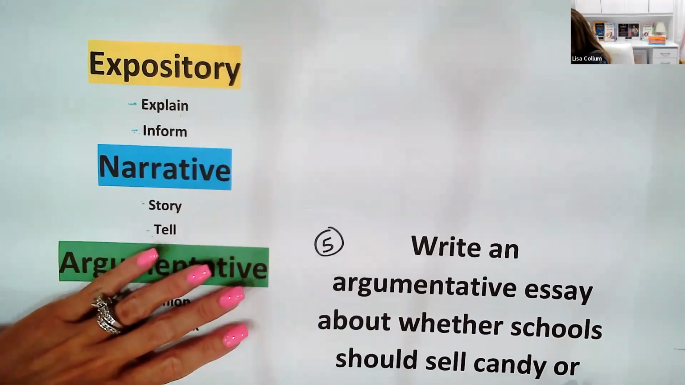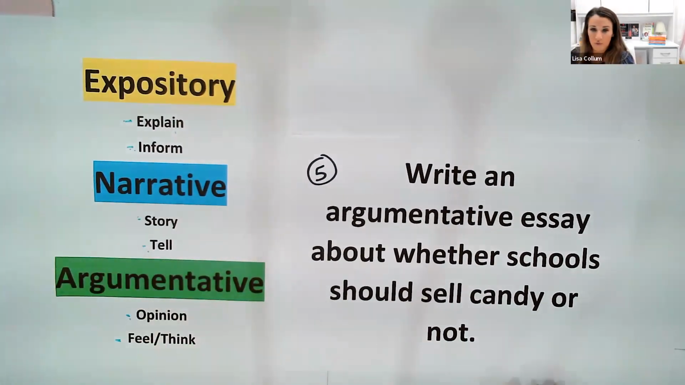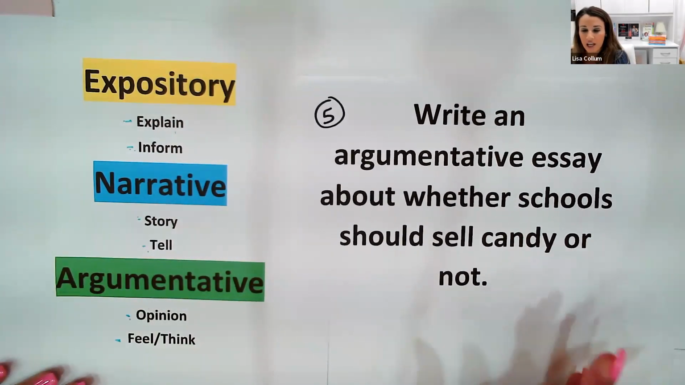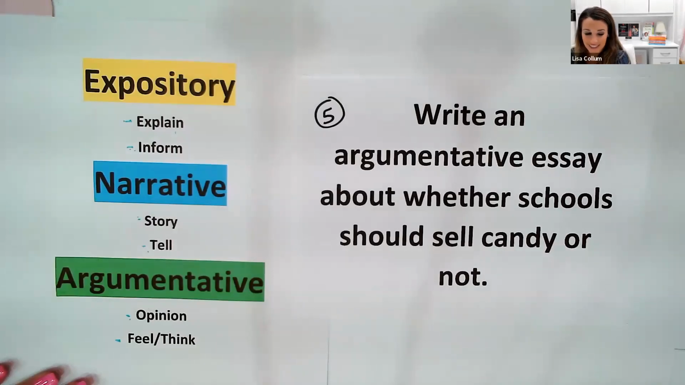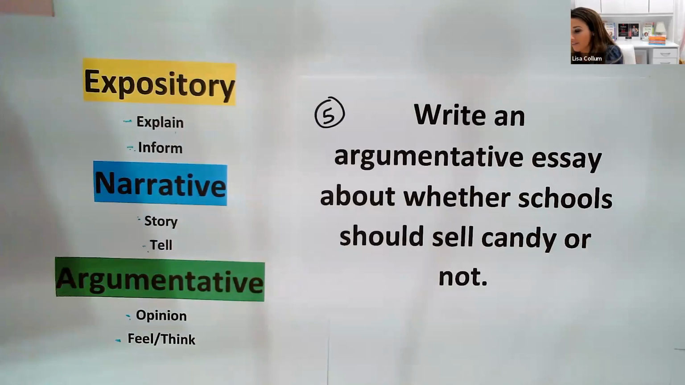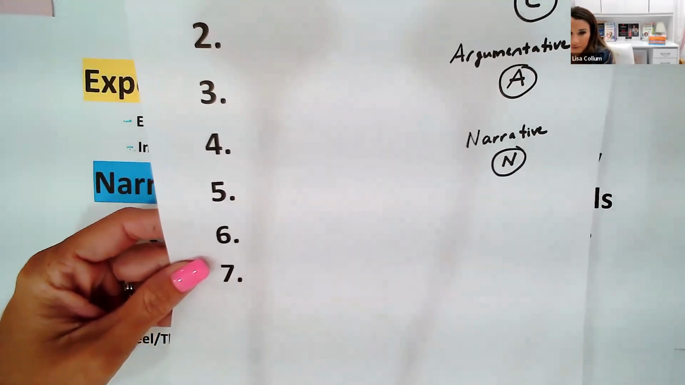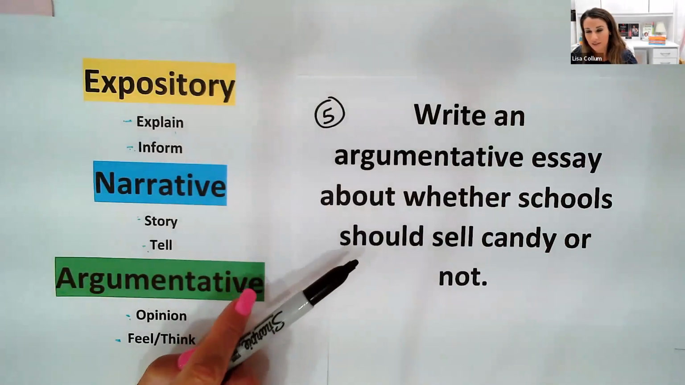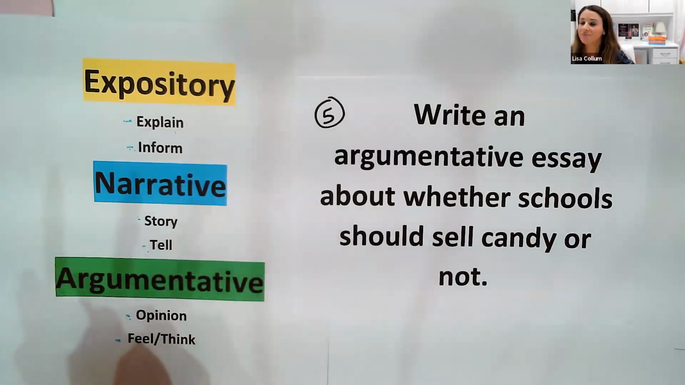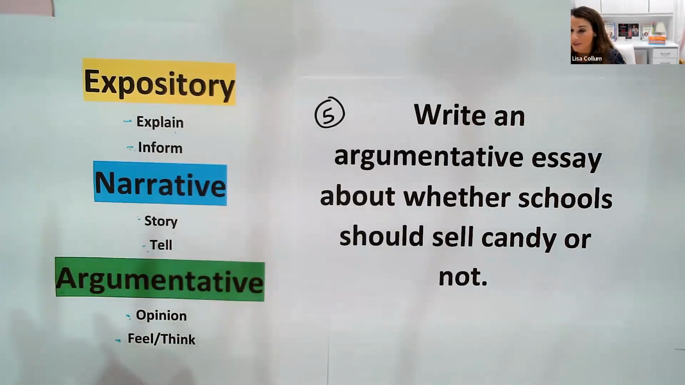Number 5, write an argumentative essay about whether schools should sell candy or not. This should be an easy one. Next to number 5 on your paper, write an E if you think this is an expository prompt. Write an N if you think it's a narrative prompt. And write an A if you think it's an argumentative prompt.